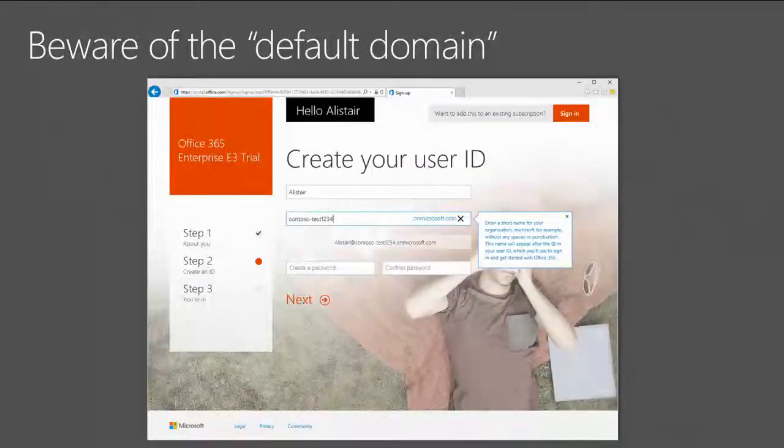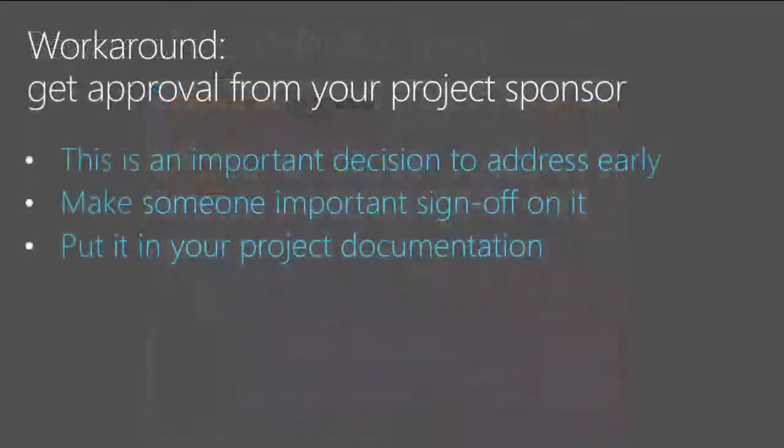Beware of the default domain. Yes, that pop-up tells you nothing about that. But now you all know, you've been warned. What is the workaround? When we can't solve it in technology, we solve it in process. And so our best workaround for you right now is to get someone to sign for it. Get approval from your project sponsor. This is an important decision. Go in with eyes wide open. Make sure that someone signs off on it, whether that's your project champion, your CIO.